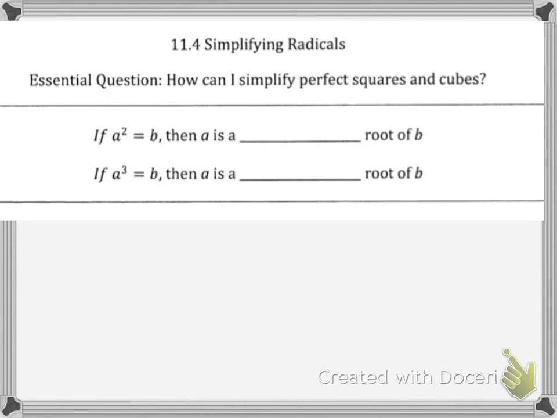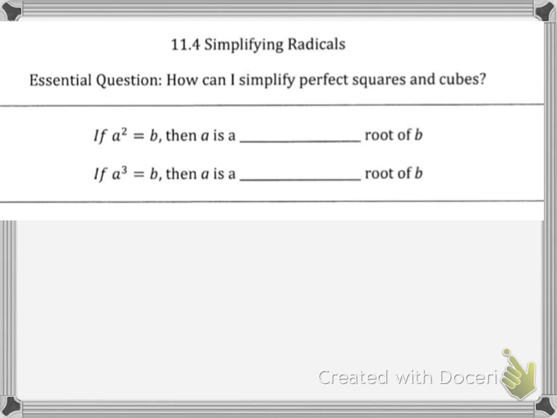So this video is about section 11.4, simplifying radicals. So you want your 11.4 simplifying radicals notes template out. So we're looking at how can I simplify perfect squares and cubes.